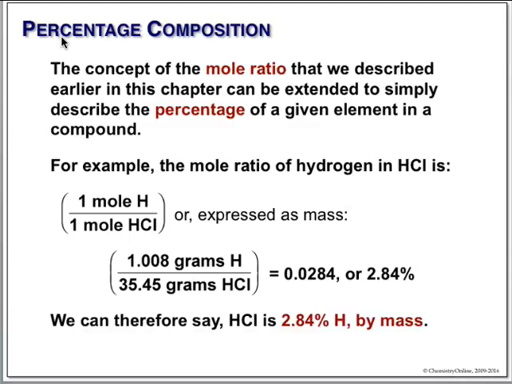Now that's the fraction we get. Remember, when we want to convert a fraction into a percentage, you just multiply by 100. So 0.0284 is the same as 2.84%. So what we can say is that HCl is 2.84% hydrogen. The percentage composition.